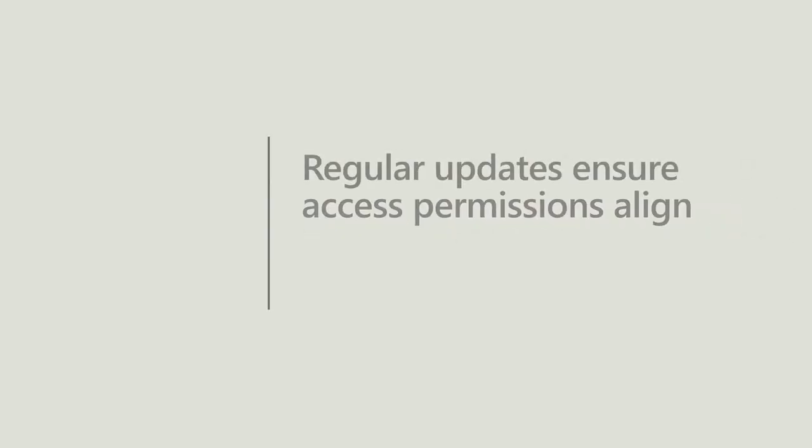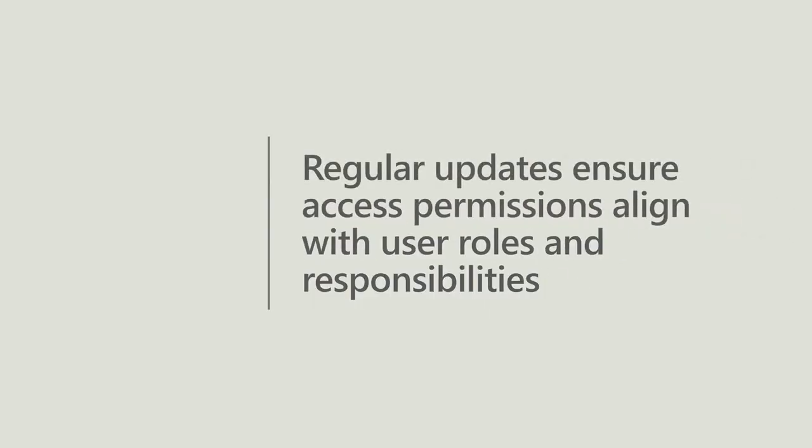You can also update user information such as contact details, job titles, and department assignments. Keeping user information current is vital for accurate access management and efficient communication within the organization. Regular updates also ensure that access permissions align with users' roles and responsibilities, minimizing security risks.